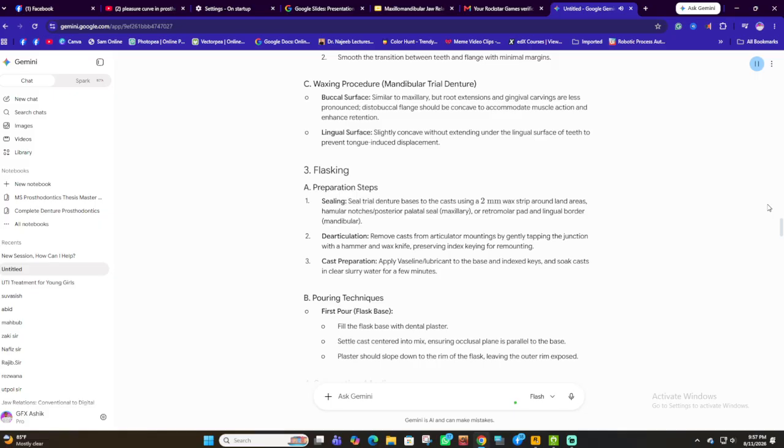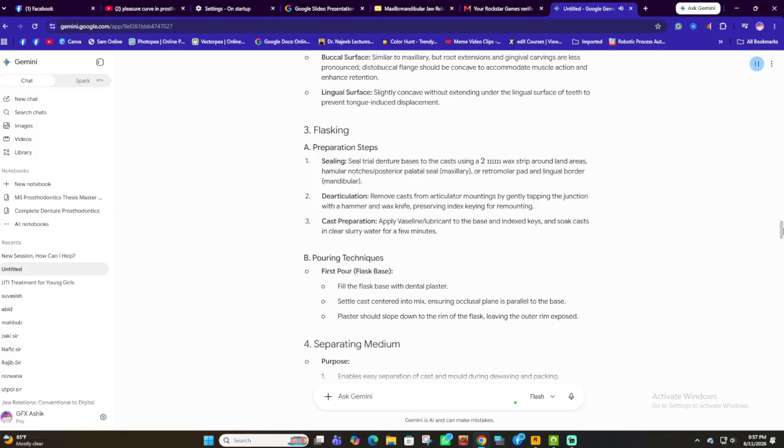Dearticulation: remove casts from articulator mountings by gently tapping the junction with a hammer and wax knife, preserving index keying for remounting. Cast preparation: apply Vaseline lubricant to the base and indexed keys, and soak casts in clear slurry water for a few minutes.